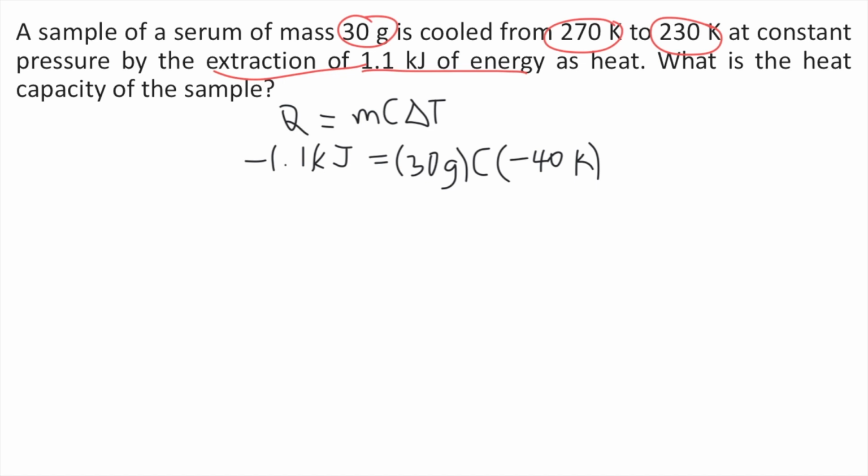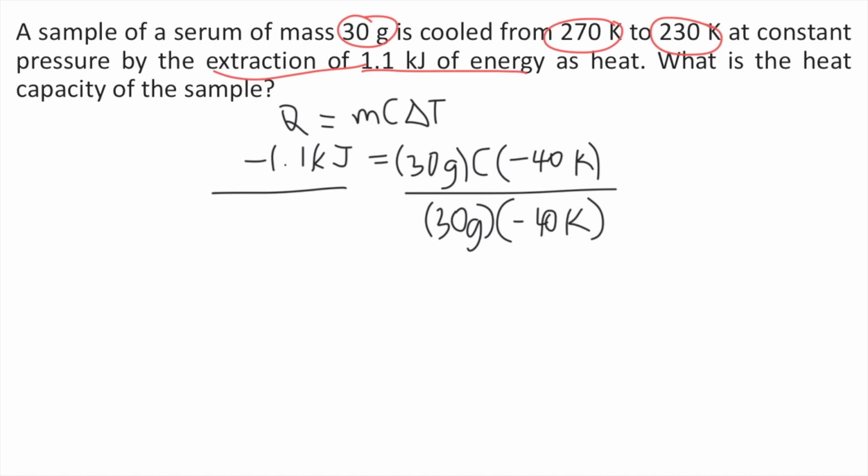If you want to solve for c, the specific heat capacity, all you need to do is divide both sides of the equation by 30 grams times negative 40 Kelvin. You do that on the right side, and you also do that on the left side. The 30 grams cancels out on the right side, the negative 40 Kelvin also cancels out, so what's left on the right side is c.